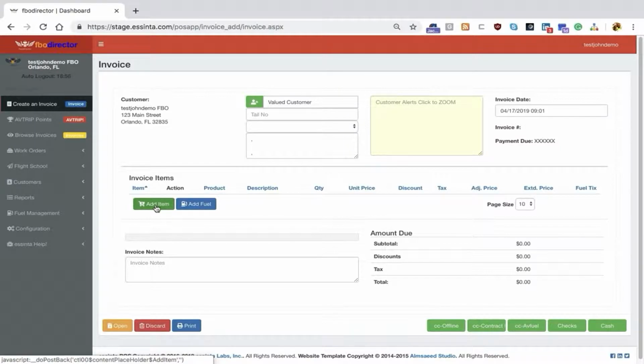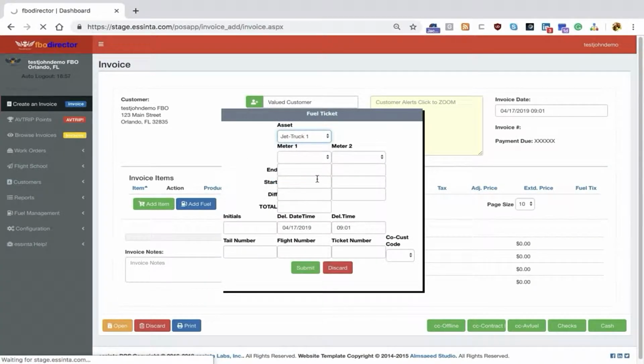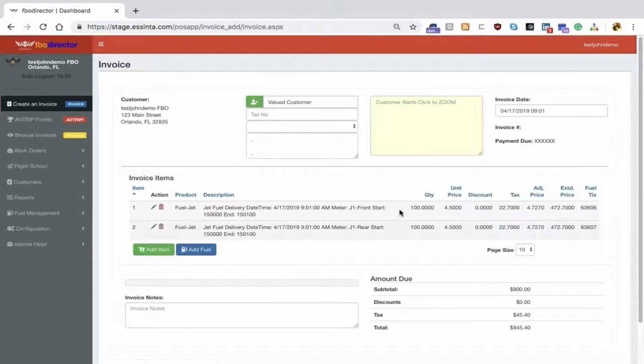So what I'm going to do first is go ahead and add fuel to the ticket. I will pick Jet Truck 1. And since this is the first time Jet Truck 1 has been used, I have to enter a beginning meter reading. And I'm going to add 200 gallons on each side to make this easy to manage the math at this point. Notice the 200. Submit that. If you recall, on the any customer discount, nothing would happen until we reached 500 gallons. So right now we're at 200 gallons.